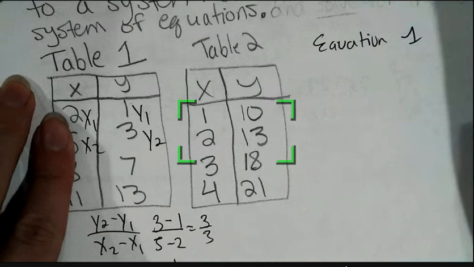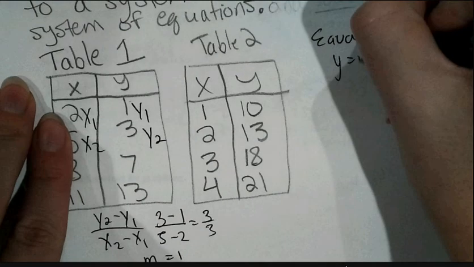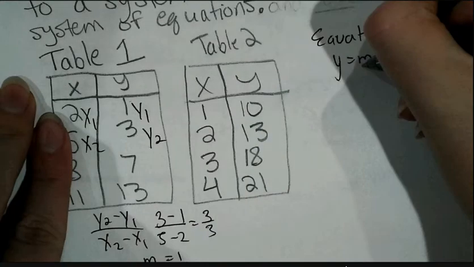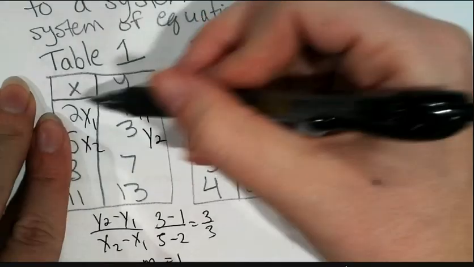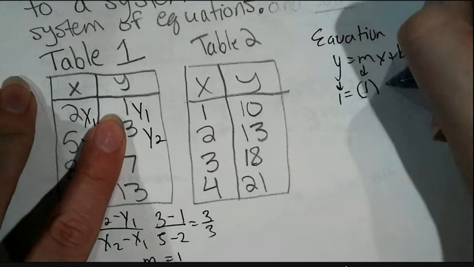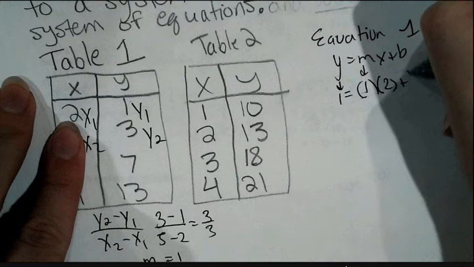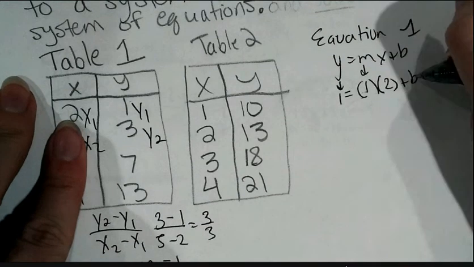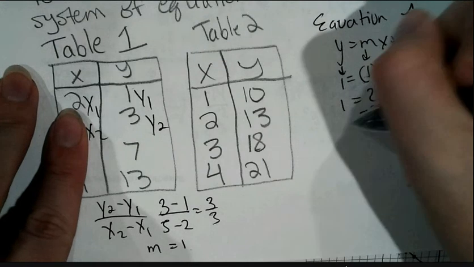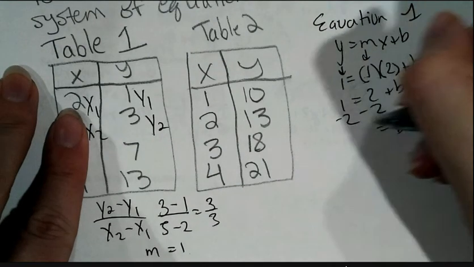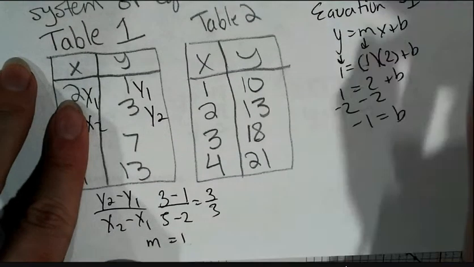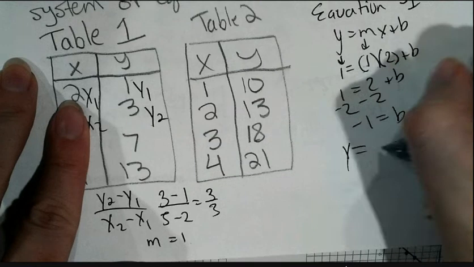So what I'm going to do is start with y equals mx plus b. I just found my slope. So now I'm going to pick an x and a y value. So I'm going to use this one. 1 equals 1 times 2 plus b. And I'm going to be able to find b and write my equation. So I get 1 equals 2 plus b. Subtract 2. b equals 1 minus 2 is -1. So my first equation with my slope and y-intercept is y equals x minus 1.